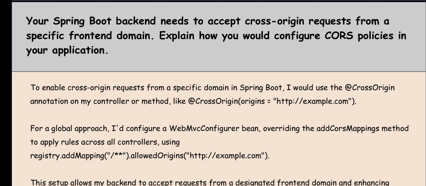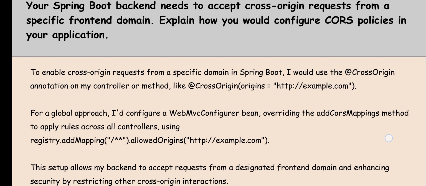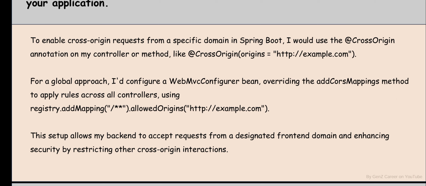To enable cross-origin requests from a specific domain in Spring Boot, I would use the @CrossOrigin annotation on my controller, like @CrossOrigin with origins equal to, here we are providing the URL. For a global approach, I would configure a WebMvcConfigurer bean overriding the addCorsMappings method to apply rules across all controllers using the registry.addMapping method with allowed origins. This setup allows my backend to accept requests from the designated front-end domain, enhancing security by restricting other cross-origin interactions.